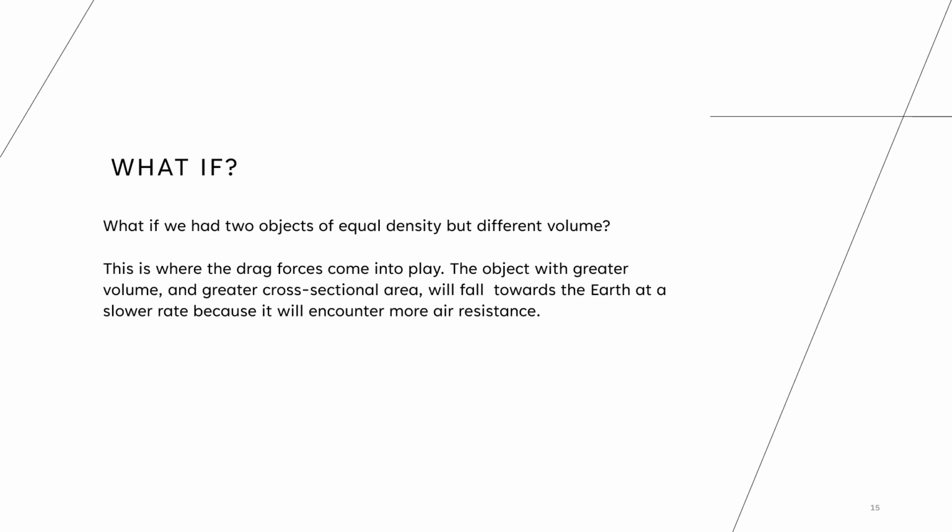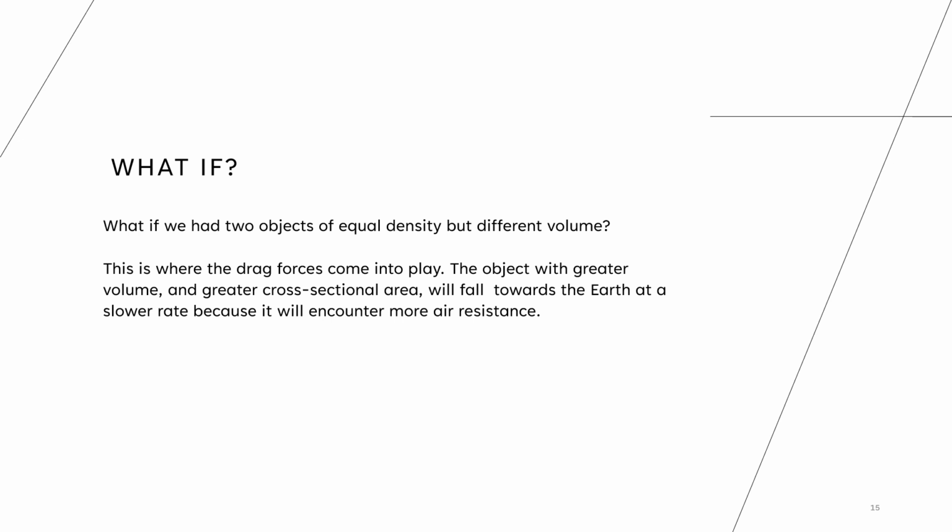What if? What if we had two objects of equal density but different volume? This is where the drag forces come into play. The object with greater volume and hence greater cross-sectional area will fall towards the Earth at a slower rate because it will encounter more air resistance. So a smaller object wouldn't have as much air resistance.